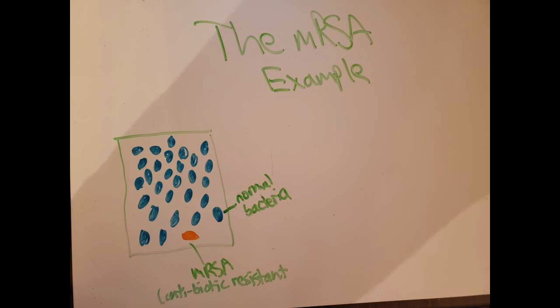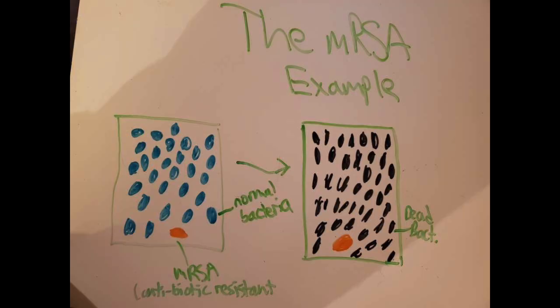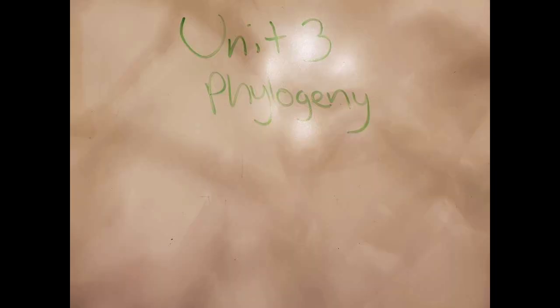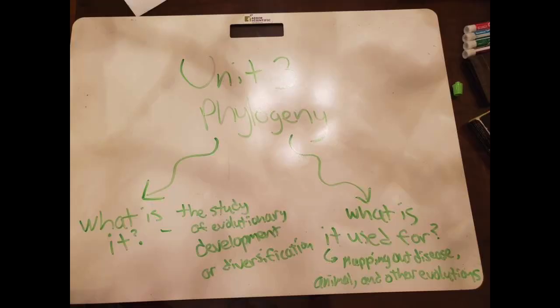Seeing our example, a body is completely clustered with normal bacteria and MRSA bacteria. When antibiotics are used, all of the normal bacteria die, except for the MRSA bacteria. Surviving, the MRSA begins to multiply, creating a huge amount of bacteria that is now immune to antibiotics, showcasing its constant evolution. Our next section in our presentation is Unit 3, Phylogeny.